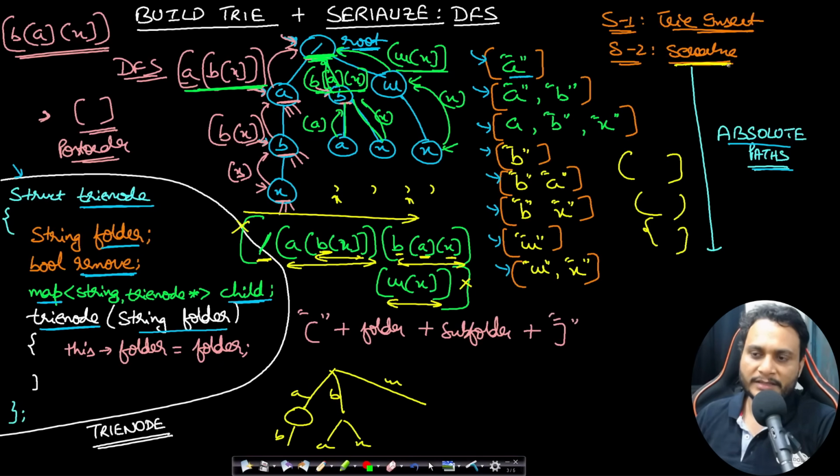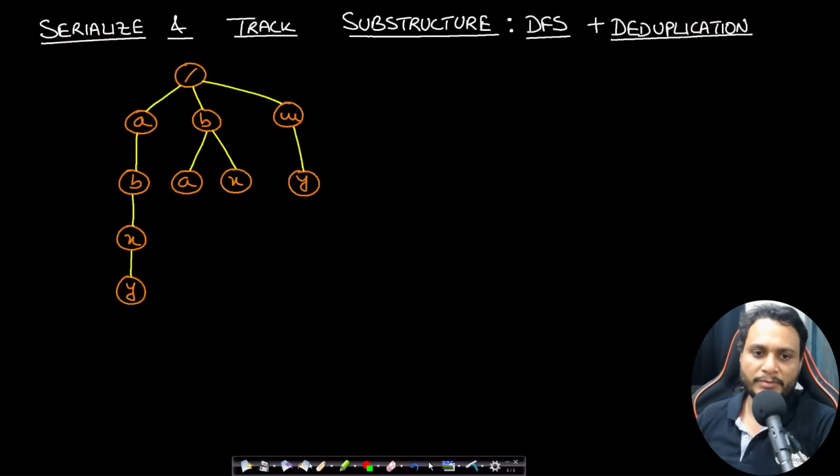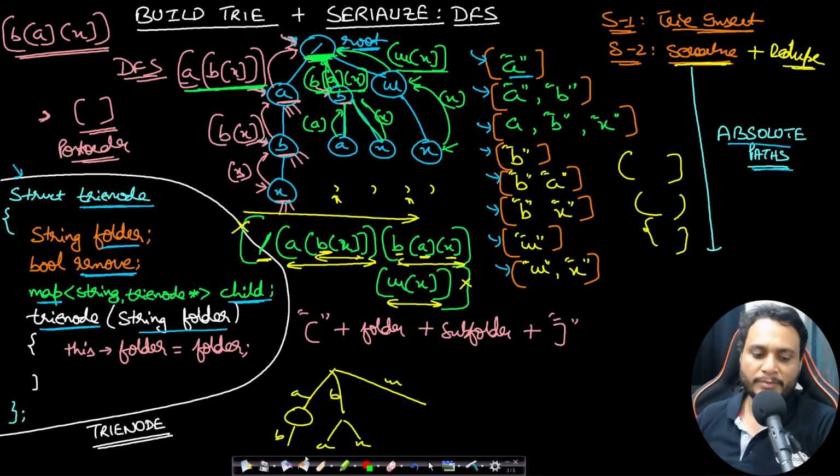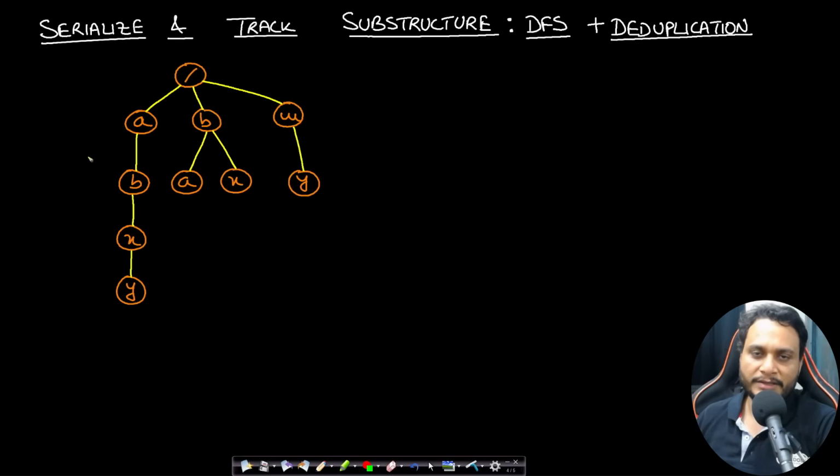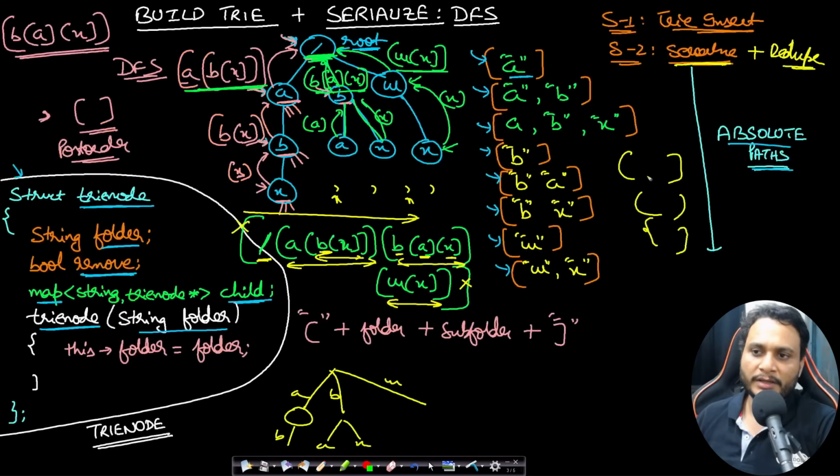Now in step 2, I will not just be serializing, but I will also be doing deduplication. Okay, so let me show you how to do deduplication. I have already done step 1. That means from the list of absolute paths, I will be constructing a tree, or the trie, and the trie is already made. Step number 1 is already done. Step number 2, I will be doing serialization along with deduplication.